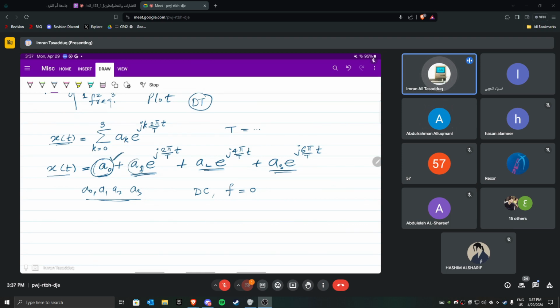Then this is a signal whose frequency is this much, 2 pi by T. This is a signal whose frequency is 4 pi by T. And this is another signal whose frequency is 6 pi by T. So when I add these four sinusoidal signals, I get my signal back, x of t.